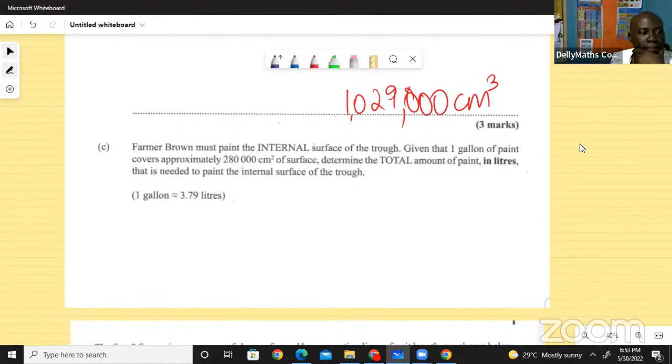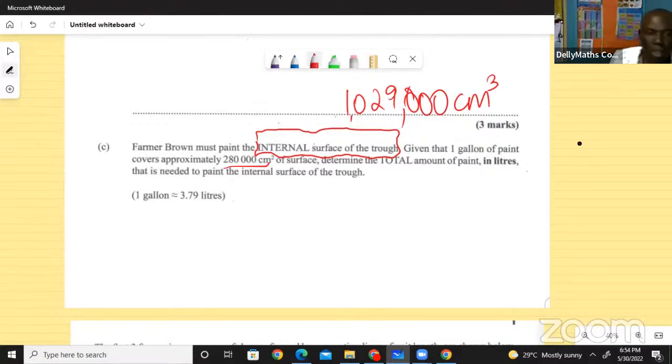It says that Mr. Brown must paint the internal. I want you to pay keen attention because he could have been asked or he could have wanted to paint the external, but he's not painting that. So the question says, Mr. Brown must paint the internal surface of the trough. Given that 1 gallon of paint covers 280,000 cm square. 1 gallon of paint covers all of that.